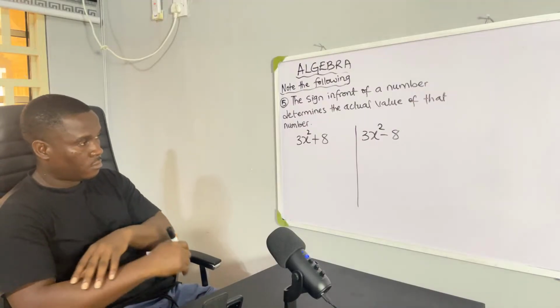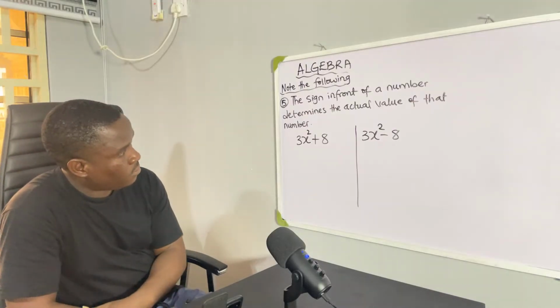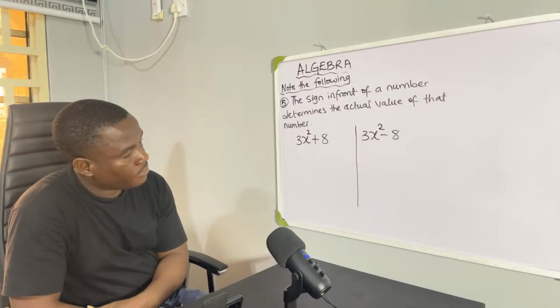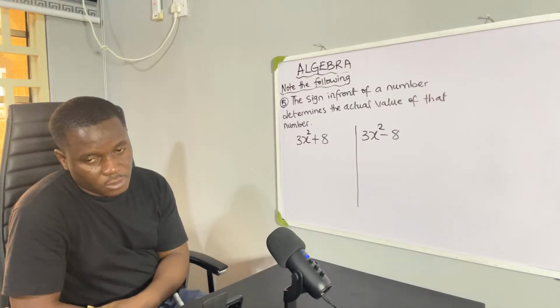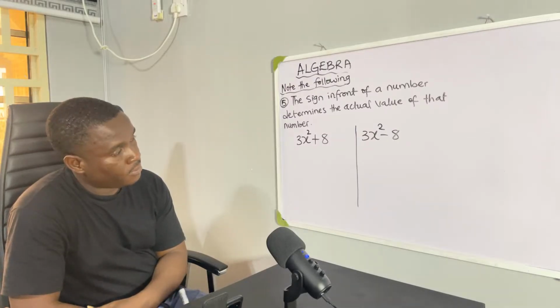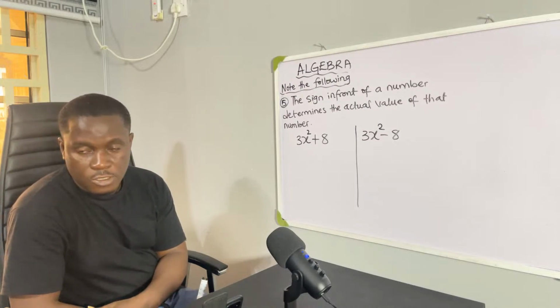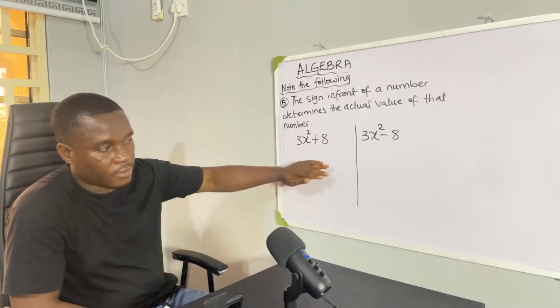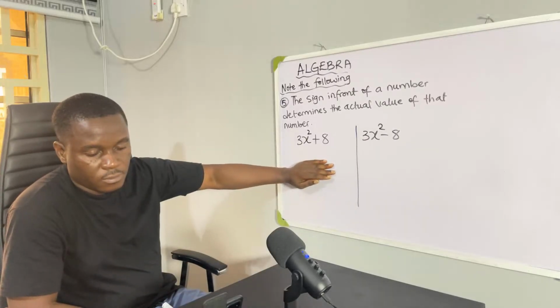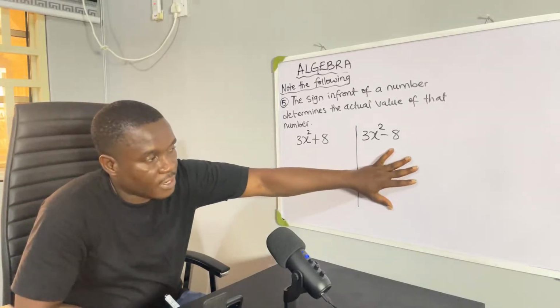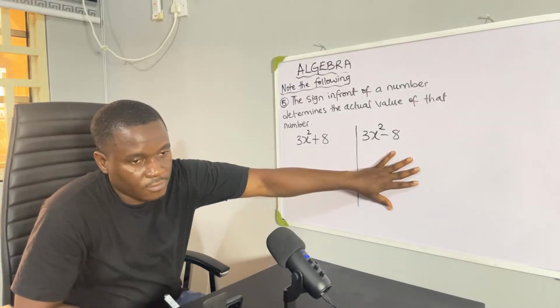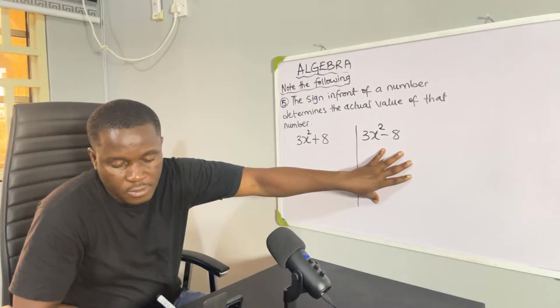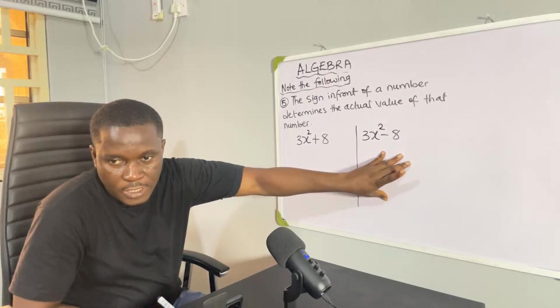You see the actual value of the number in front of it. So plus 8 is the value of the number and minus 8 is the value of the number. Exactly. So if you are asked what is the constant over here, it's 8. What is the constant over here? Positive 8. What's the constant over here? Minus 8.